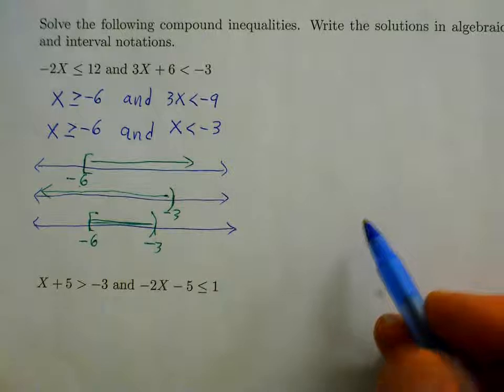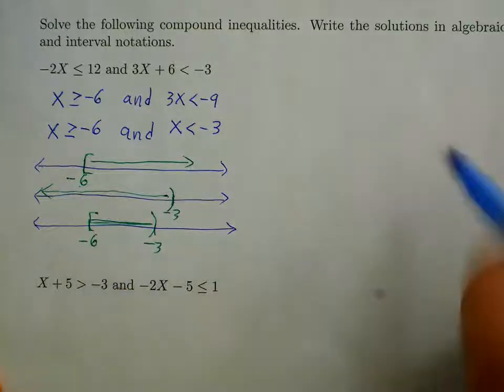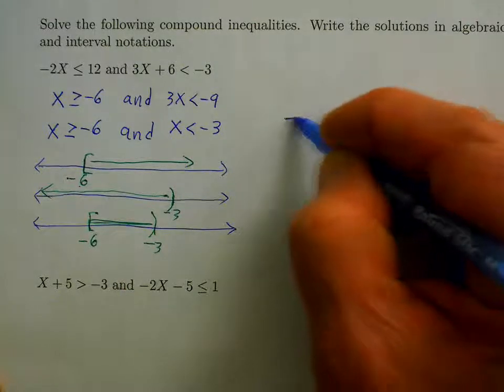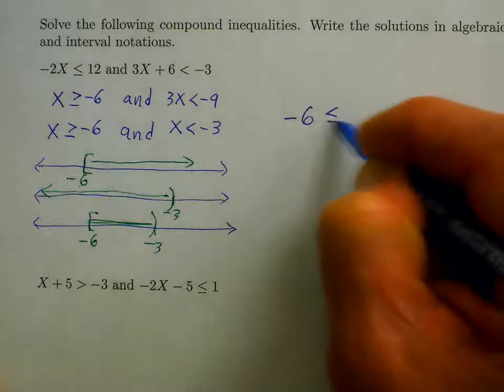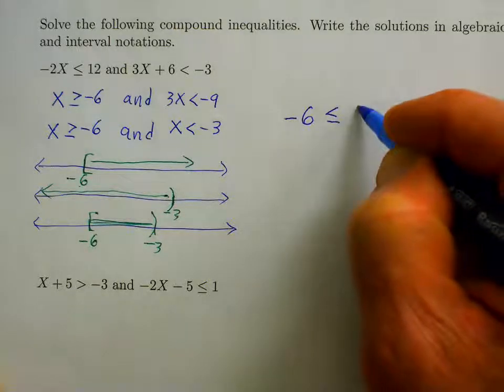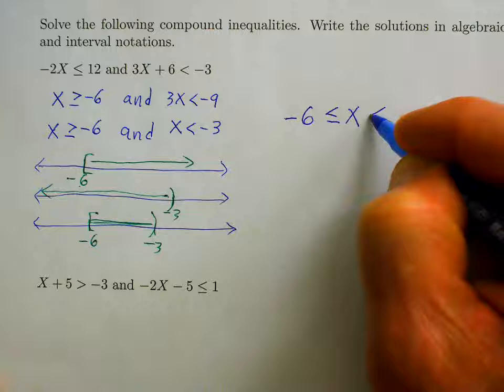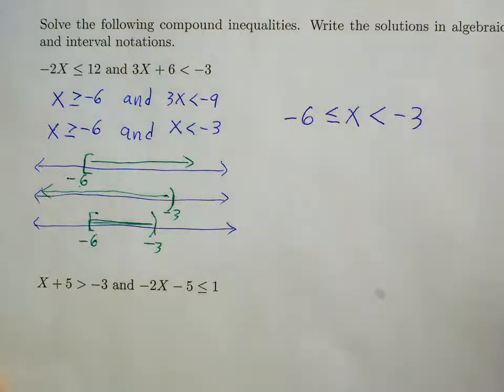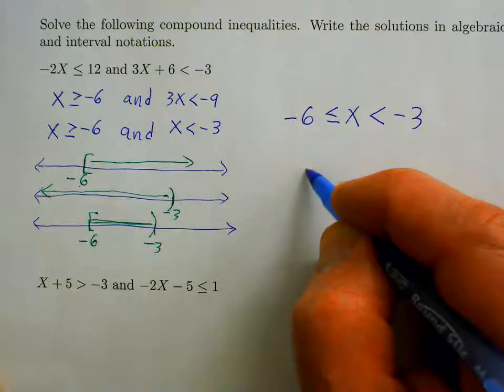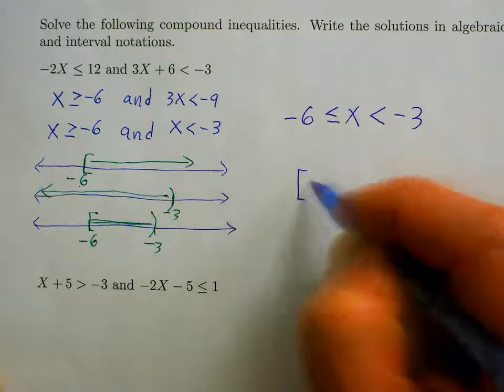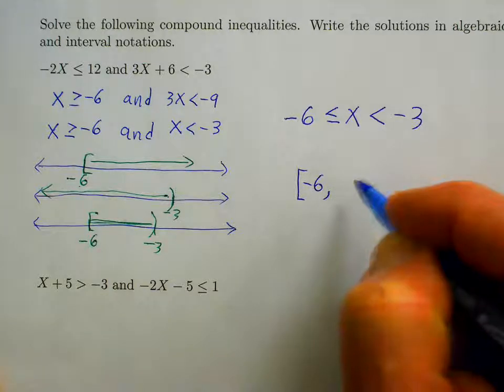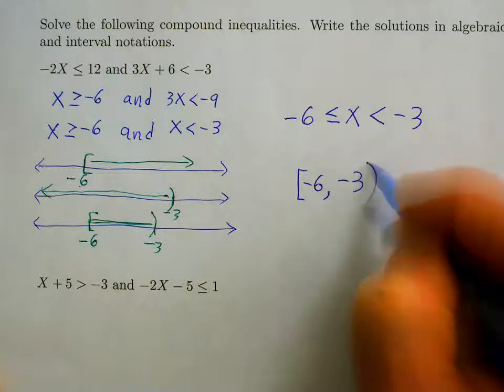The algebraic notation, we write negative 6 is less than or equal to x, and x is less than negative 3. This is the algebraic notation. The interval notation: bracket negative 6, comma, negative 3, parenthesis.